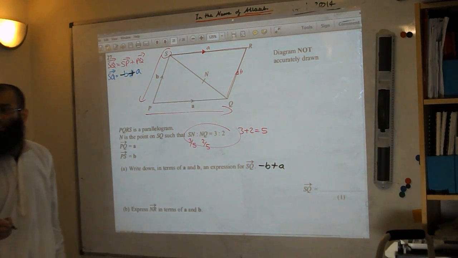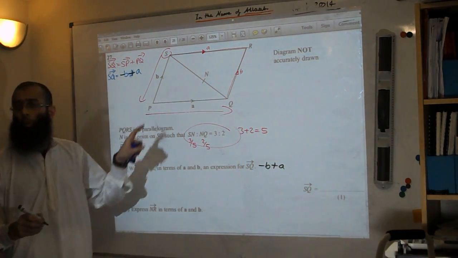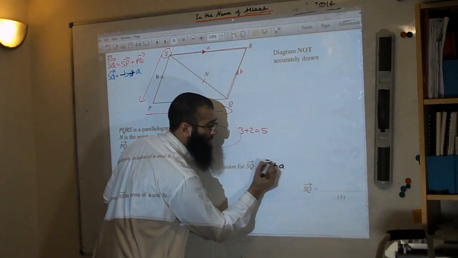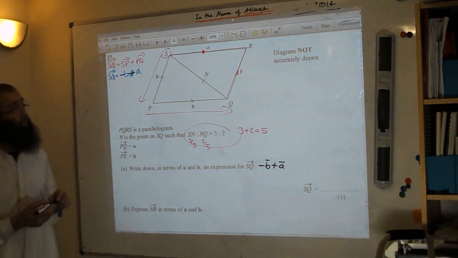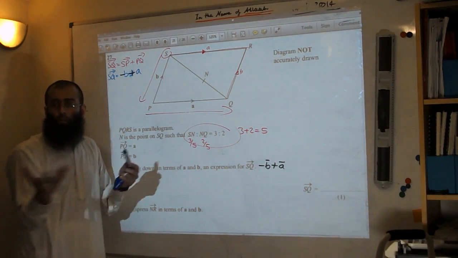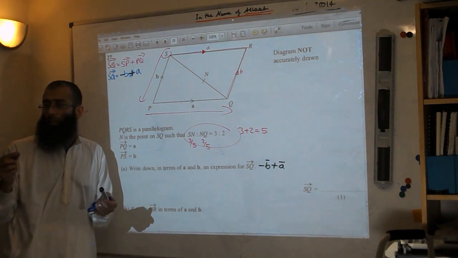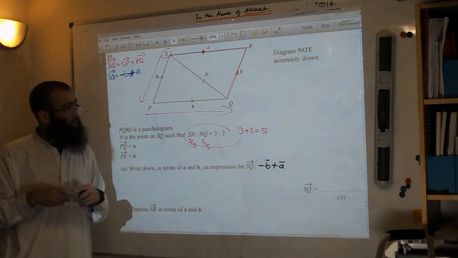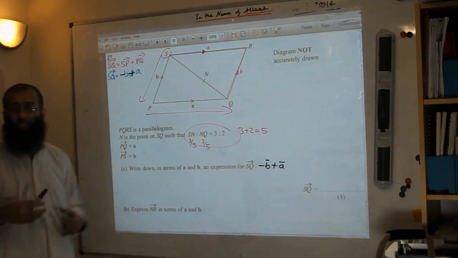So, S to Q is equal to minus B plus A. Now, when we write the vectors, because when they do vectors they make them bold print, we can't make bold print. We put a little bar on top to indicate this is a vector. In the examination, that's printed bold. You can't print bold because you're using the same ink, unless you start writing again and again. So we put a little bar to indicate this is a vector.